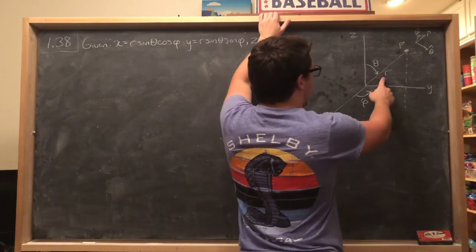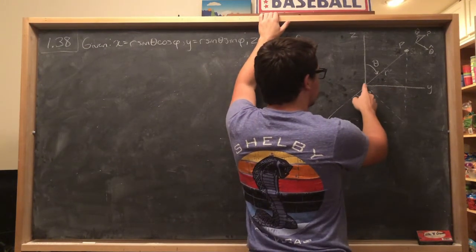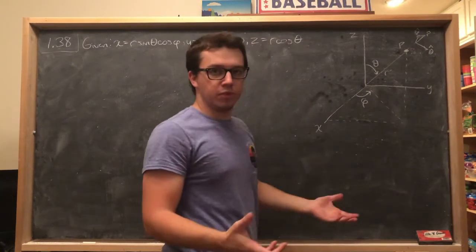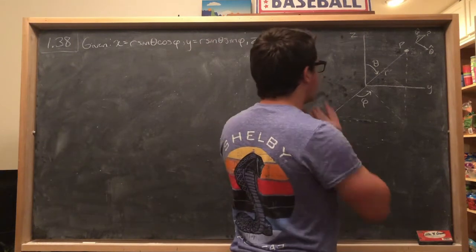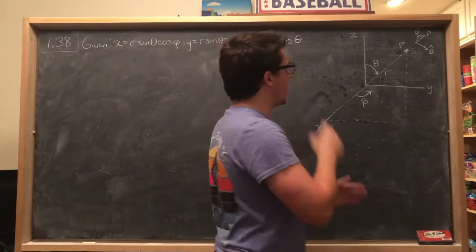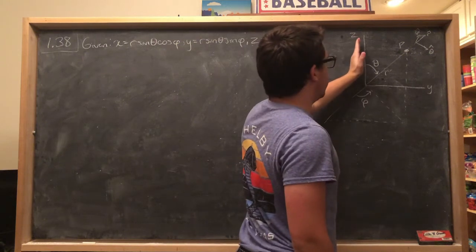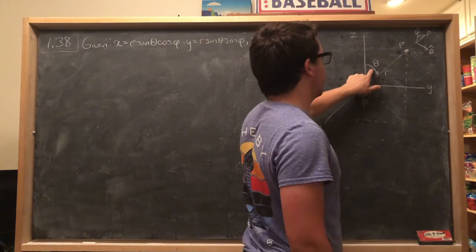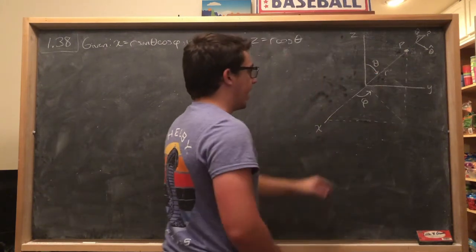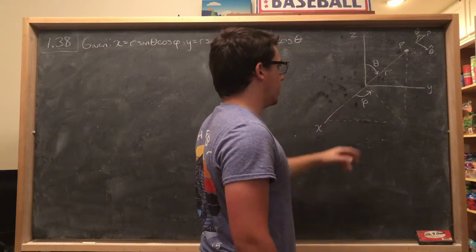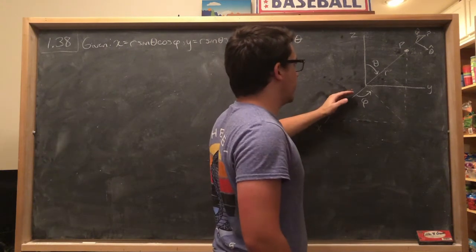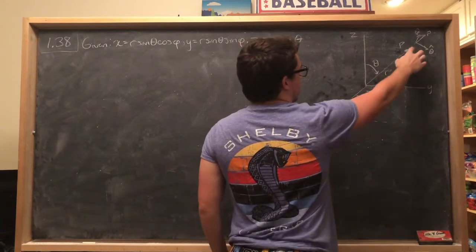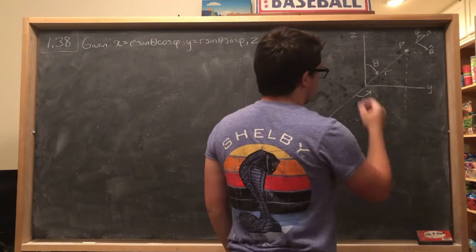So r would just be the distance from the origin straight to that point. Simple enough. Theta, or the polar angle, is the angle from the z-axis down to the displacement vector for that point here. And then our azimuthal angle, phi, is the angle from the x-axis over to the projection of this displacement vector for P in the xy plane.